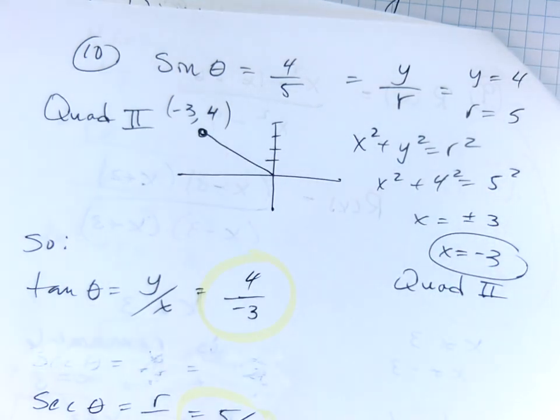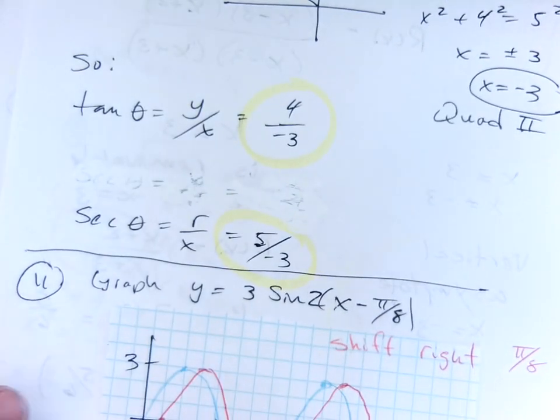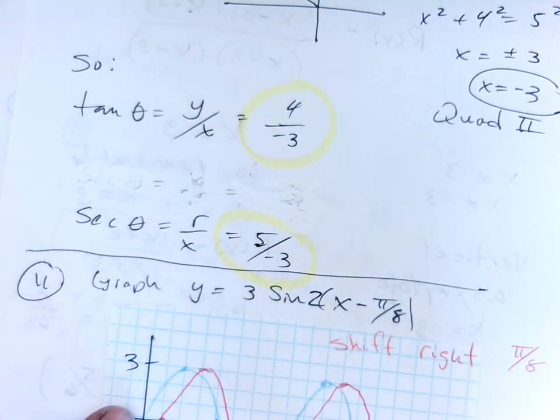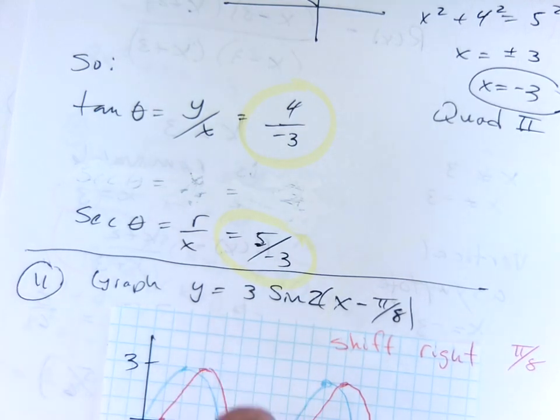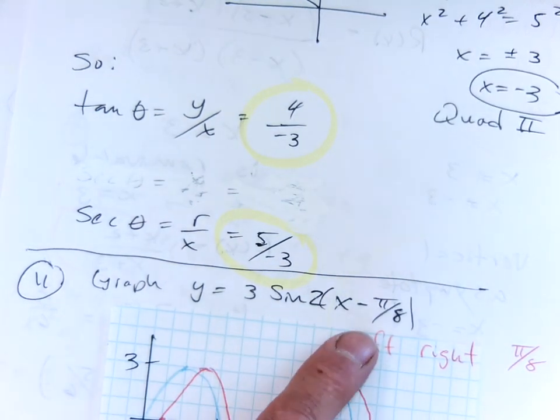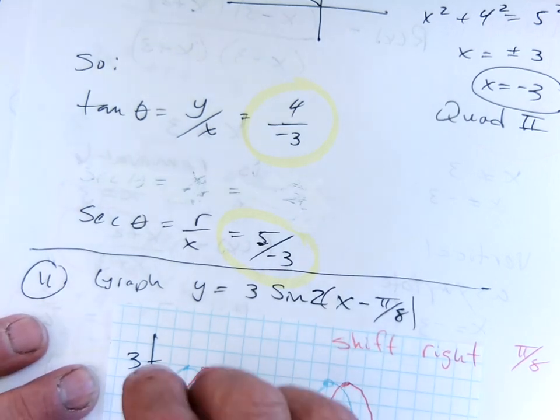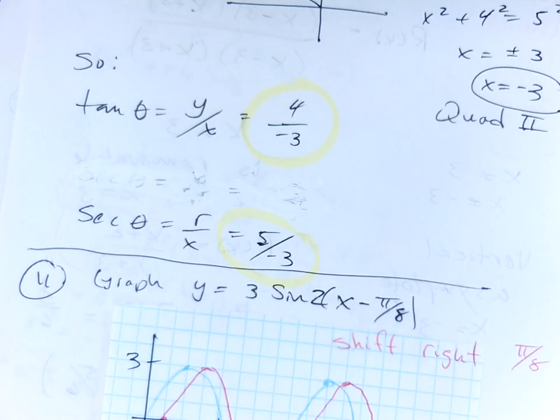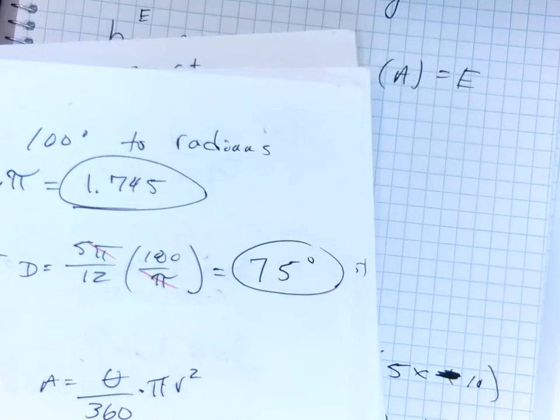Okay? 11, first of all, I graphed a sine curve from 0 to pi because I need two sine curves from 3 to negative 3. And then I just shifted it pi over 8, which is 1 square, so just shift the whole graph pi over 8. Okay? Moving along, but you can always stop it.